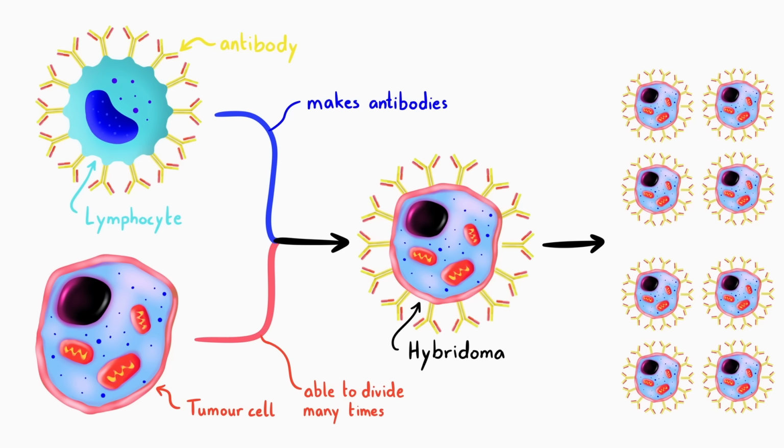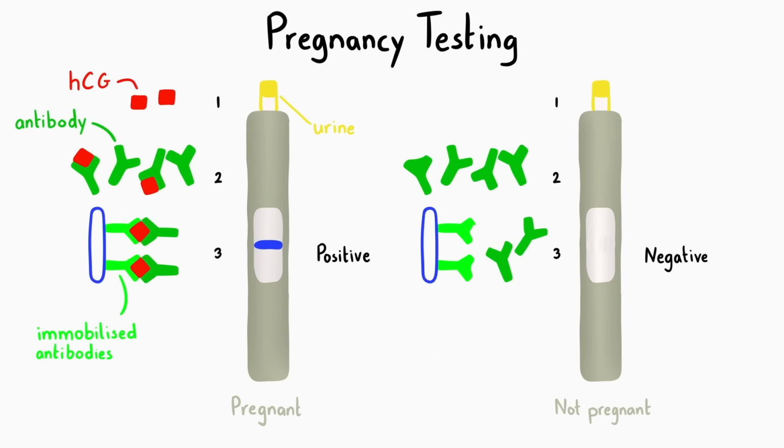After creating these hybridoma cells, scientists isolate individual cells and allow them to multiply, creating clones. Each clone produces identical antibodies, all targeting the same antigen. The resulting population of identical cells all produce the same antibody. Scientists can collect these antibodies and purify them for various applications. Let's now explore some of the important uses of monoclonal antibodies.